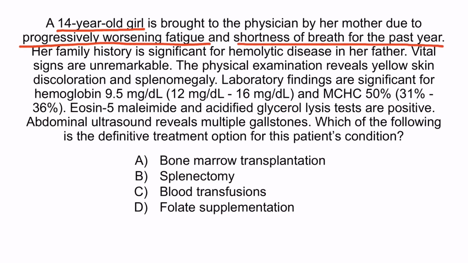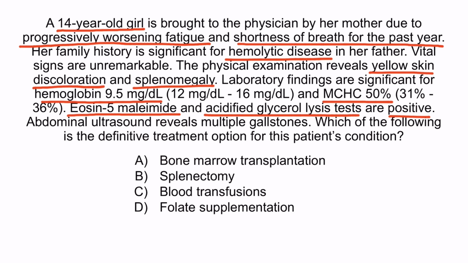She has a positive family history of hemolytic disease. Physical exam reveals yellow skin discoloration, also known as jaundice, and splenomegaly. She has anemia with a hemoglobin of 9.5 and MCHC of 50%, which is high. The eosin-5-maleimide and acidified glycerol lysis tests are positive. Family history, high MCHC, and positive test results all indicate hereditary spherocytosis.